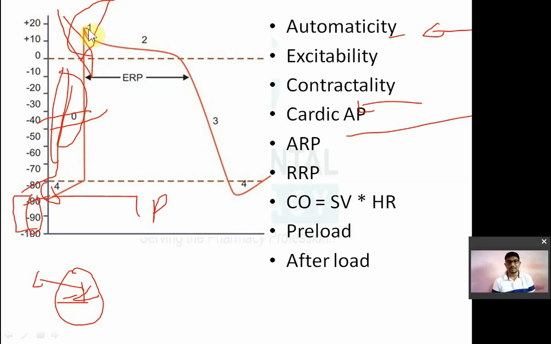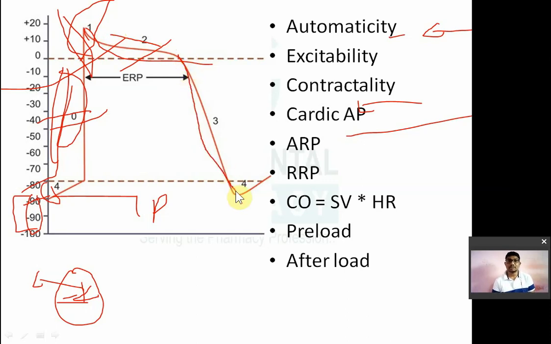After that, in this phase, calcium travels inside and potassium goes outside. Due to the balance between the entry of calcium and the exit of potassium from the cell, there is a second phase known as the plateau level. After this, the third phase starts.